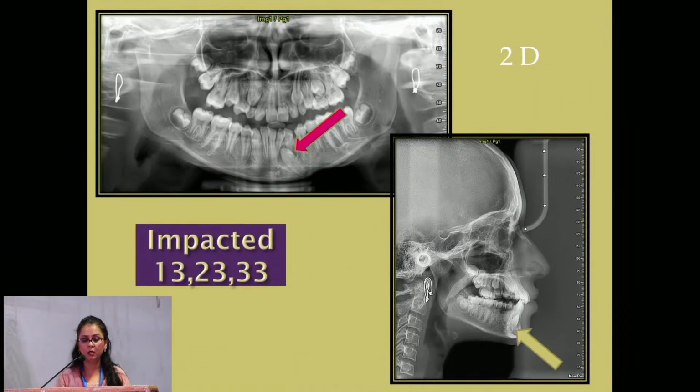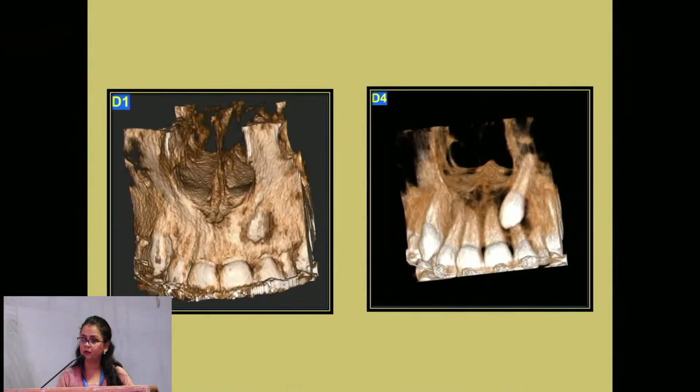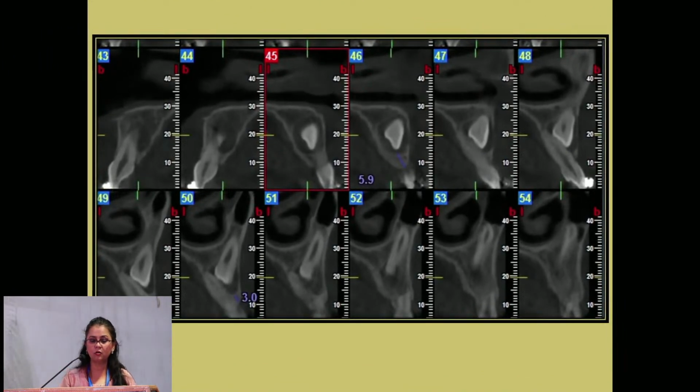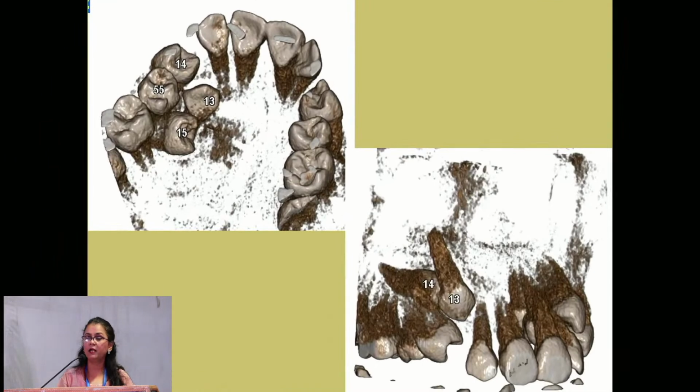For an impacted tooth, you might go for just a 2D modality, that is OPG and lateral ceph. But with 3D, you get a better assessment of how much alveolar crest is present and how much bone needs to be removed so that the canine can come to its position. So this is how the measurement is being done. With multiple impacted teeth, you are actually giving your diagnosis and writing on the 3D also. You can write the tooth numbers, and this gives a better view.